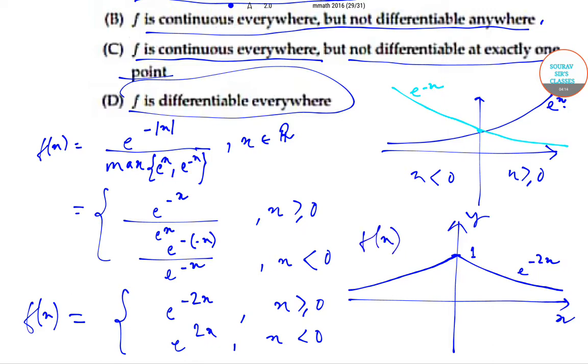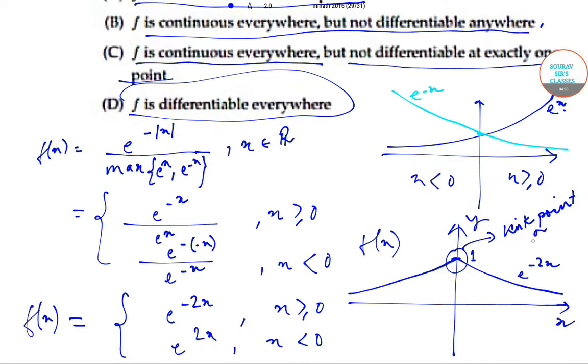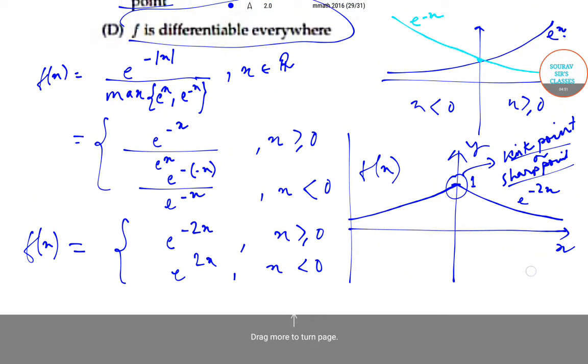As you can see, f(x) is continuous throughout, but at x equal to 0 we can see that there is a kink point, or we can write it as a sharp point. And we always know that at sharp points the function is not differentiable. So we can say that f(x) is continuous throughout, but f(x) is not differentiable at x equal to 0.